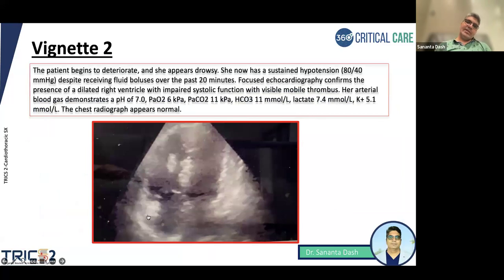The first vignette finishes here. The patient goes into the second vignette, where the patient begins to deteriorate, which is all expected. That's how the exam goes. She appears drowsy. She now has sustained hypotension, 80/40, despite receiving adequate fluid boluses over the last 20 minutes. A focused echocardiography confirms the presence of a dilated RV with impaired systolic function with a visible mobile thrombus. Her arterial blood gas demonstrates a pH of 7.1 with a PaO2 of 11, bicarb of 11, lactate of 7.4, and potassium of 5.1. The chest radiograph appears normal.